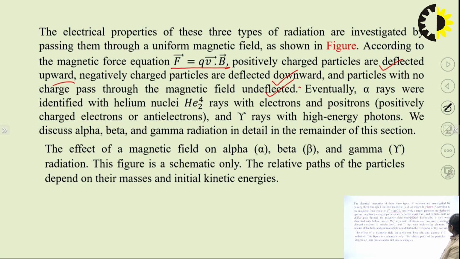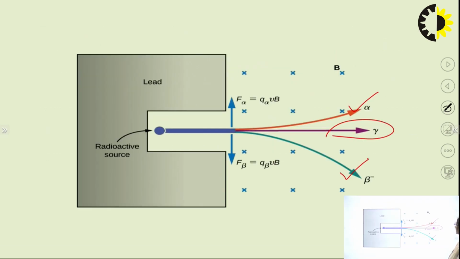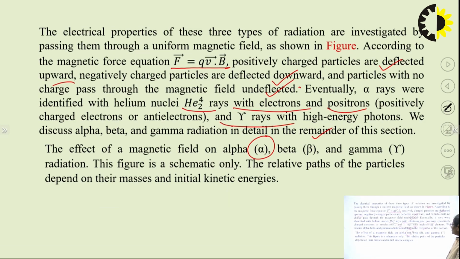So, eventually alpha rays were identified with helium nuclei, beta rays with electrons and positrons, and gamma rays with high energy photons. We discuss the alpha, beta and gamma radiation in a bit more detail. The effect of magnetic field on alpha, beta and gamma radiation can very well be seen from the schematic representation here. The relative paths of the particles depend upon their masses and the initial kinetic energy.